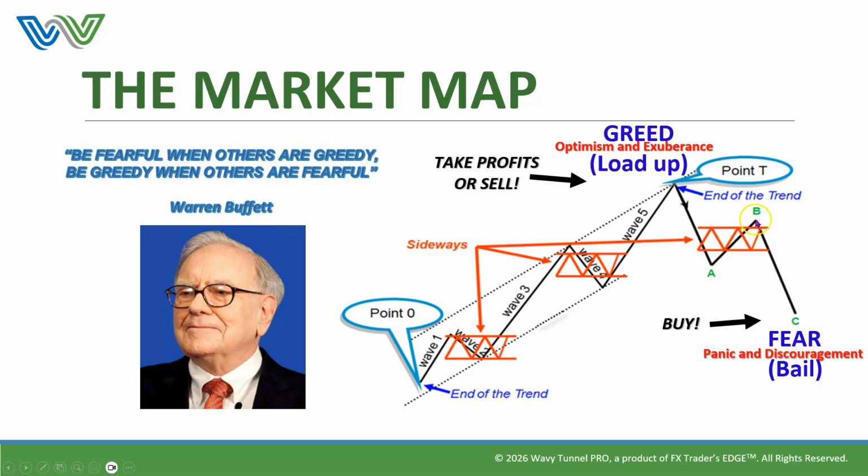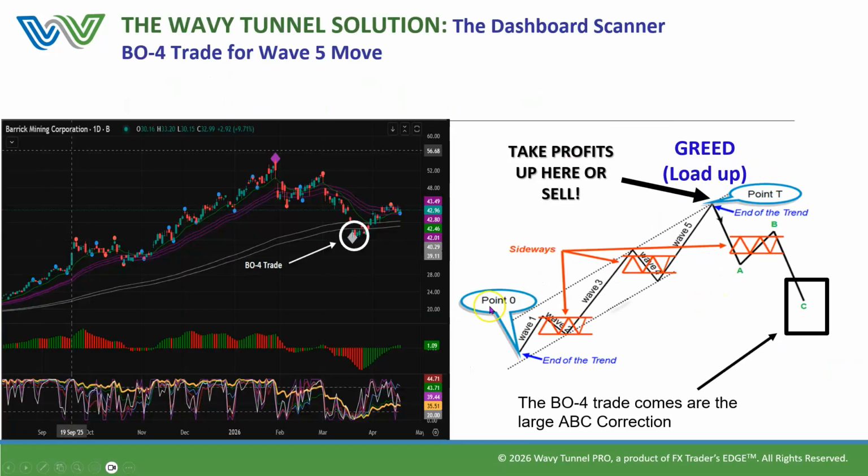And then we have a 3-wave correction down. And at this point, this is where the market is fearful, they're panicked, they're discouraged, and they tend to bail. And this is the exact moment where the Breakout 4 kicks in. This is the Breakout 4 trade. So these are the trades that we are going to be scanning for today and taking a deeper dive on those setups.